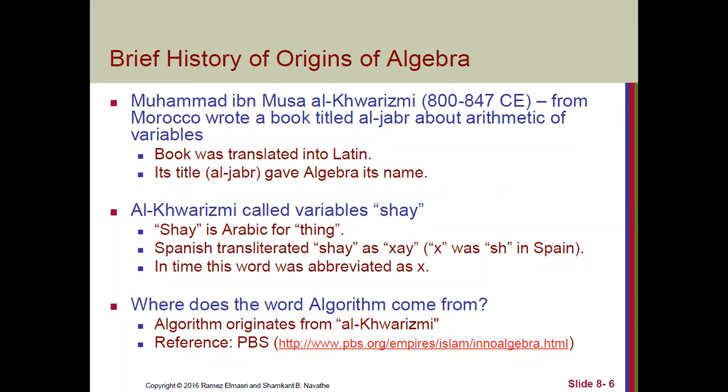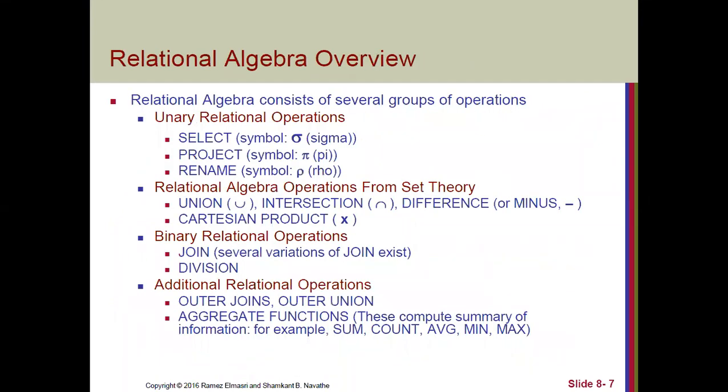Where does the word algorithm come from? Algorithm originates from Al-Khwarizmi, which is the reference, and with that we start the overview.